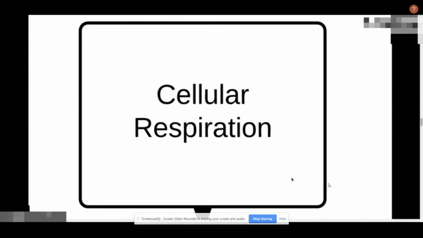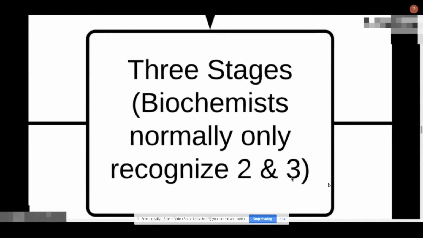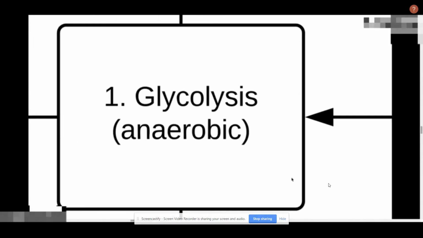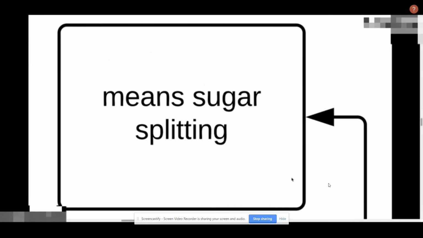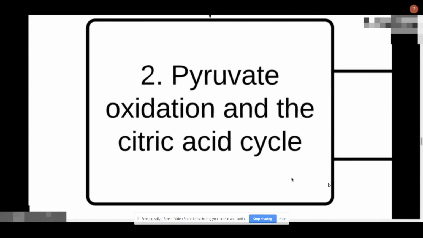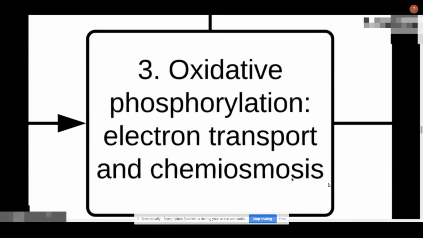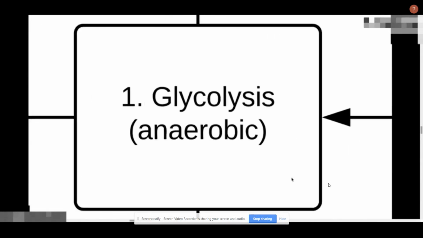Cellular respiration. Cellular respiration occurs in 3 stages, but biochemists normally recognize stages 2 and 3. The first stage is glycolysis, which is anaerobic. Glycolysis means sugar splitting. Step 2 is pyruvate oxidation and the citric acid cycle. Step 3 is oxidative phosphorylation, electron transport, and chemiosmosis.